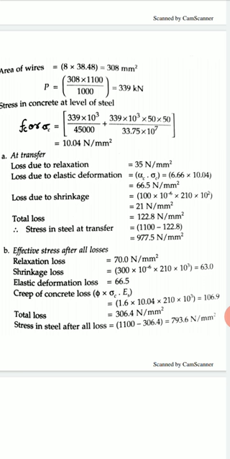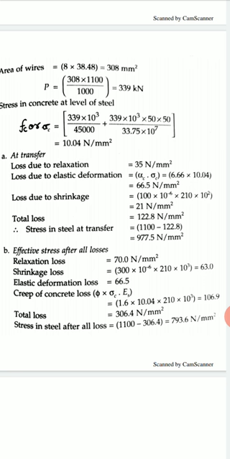Now, loss due to relaxation is given as 35 Newton per mm square. We'll take it directly. Loss due to elastic deformation is nothing but your modular ratio 6.66 into Fc or sigma c, that is the stress in concrete at the level of steel, which we have found out to be 10.04. Therefore 10.04 multiplied by 6.66, we get 66.5 Newton per mm square. This is the loss due to elastic deformation.